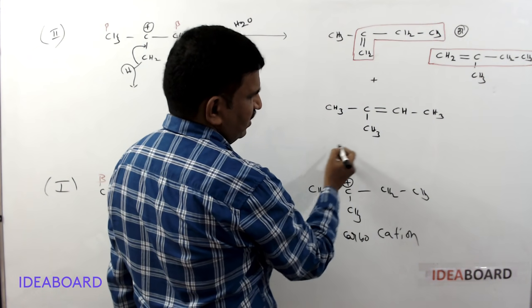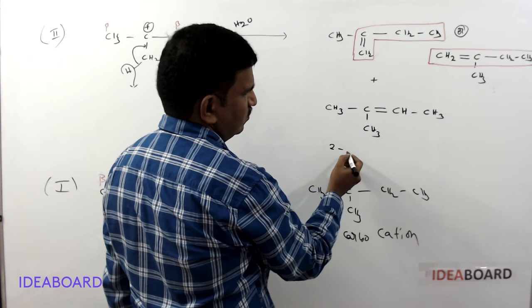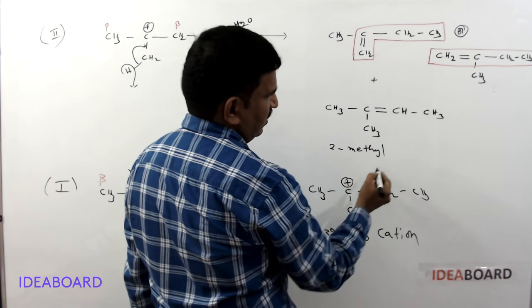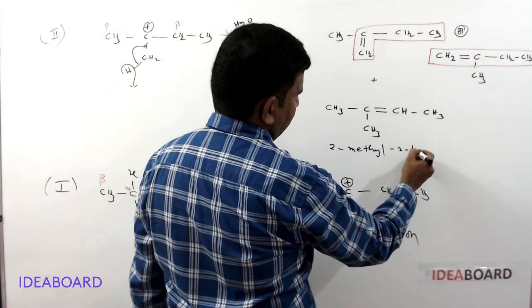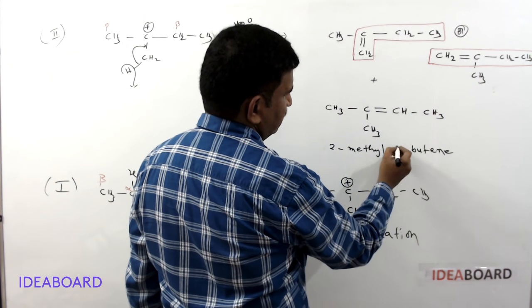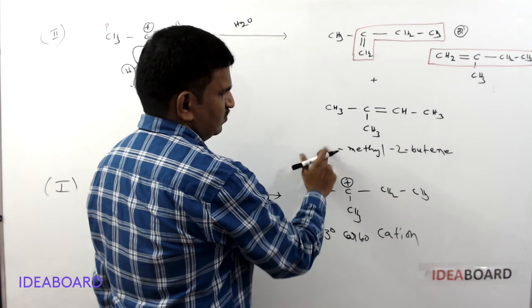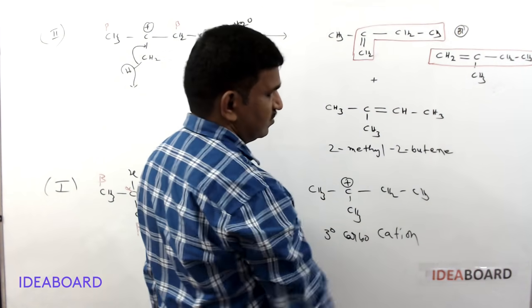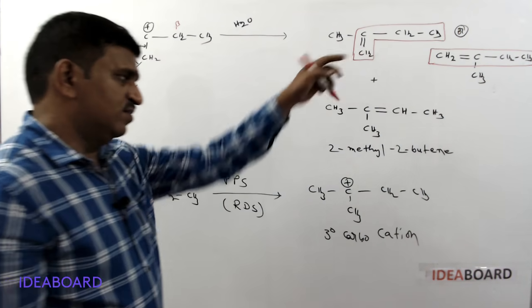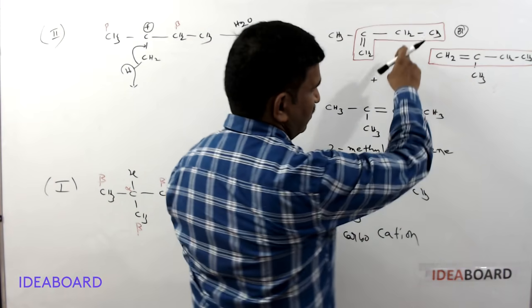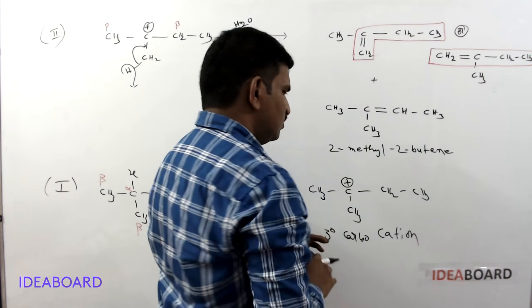The IUPAC name of this compound is 2-methyl 2-butene. This is 2-methyl 2-butene, and this is 2-methyl 1-butene. So they are different. So these are the products. Actually, this is one, this is two.